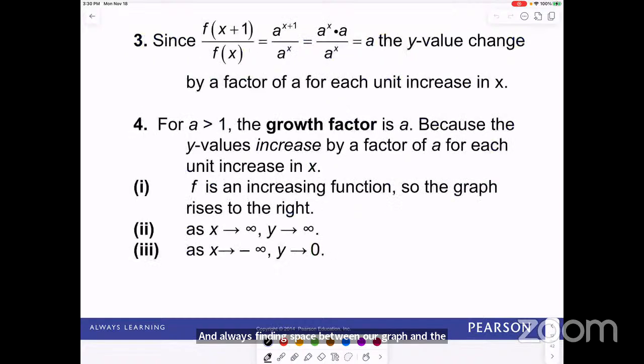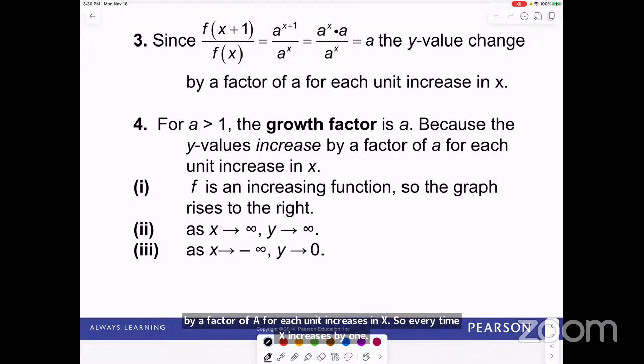So then more properties, since f of x plus 1 over f of x equals a to the power of x plus 1 over a to the x, but that's the same as a to the x times a over a to the x, which is essentially just a. So what this is telling us is that the y value changes by a factor of a for each unit increase in x. Every time x increases by 1, the y value increases by a factor of a.